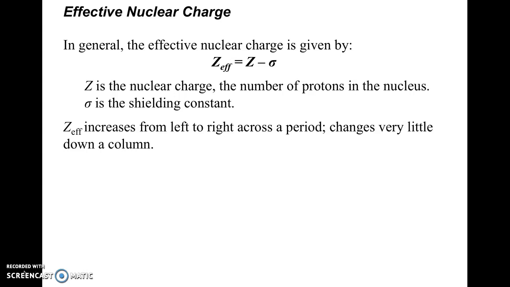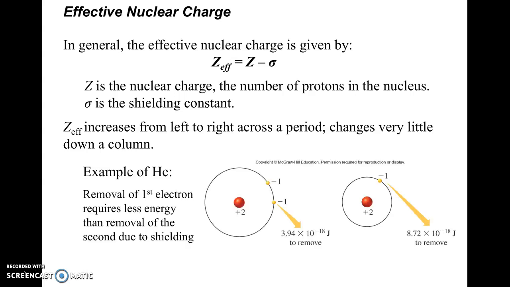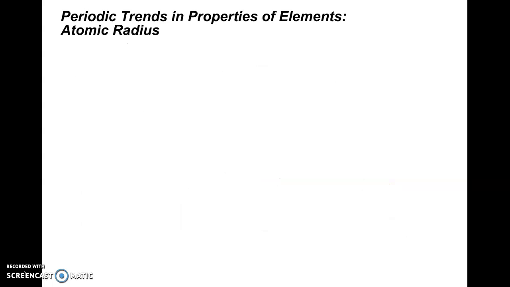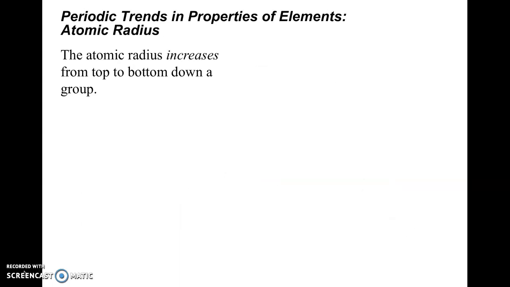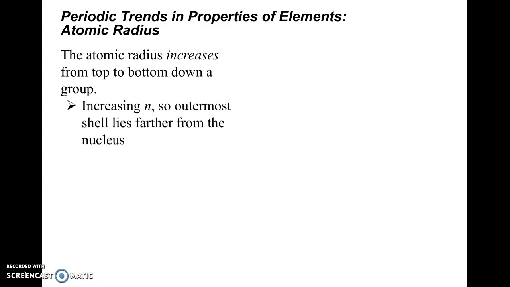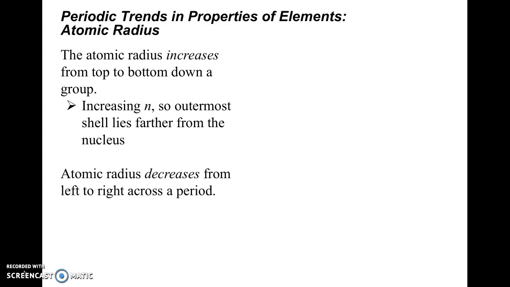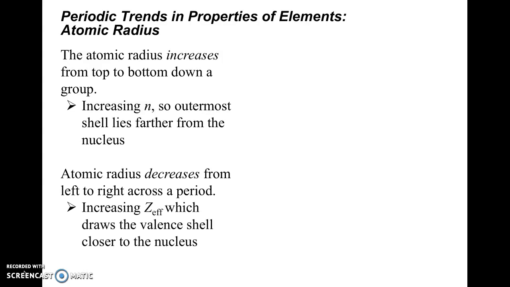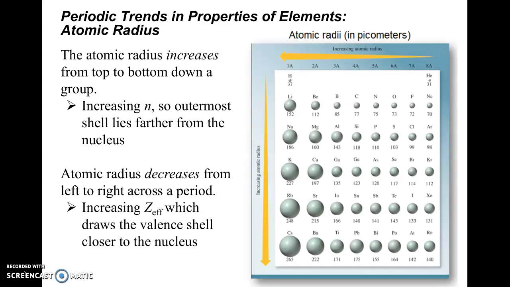So while the effective charge increases going from left to right across a period, it changes very little going down a column, because as you go down, you have more protons, but you have shielding from those closed shells of electrons. So this has an effect on atomic radius. Atomic radius will increase as you go down the periodic table, because at each electron, as you change rows, you're going to a new quantum number, and so they are further from the nucleus. The atomic radius will decrease as you go from left to right because of that increasing effective charge.